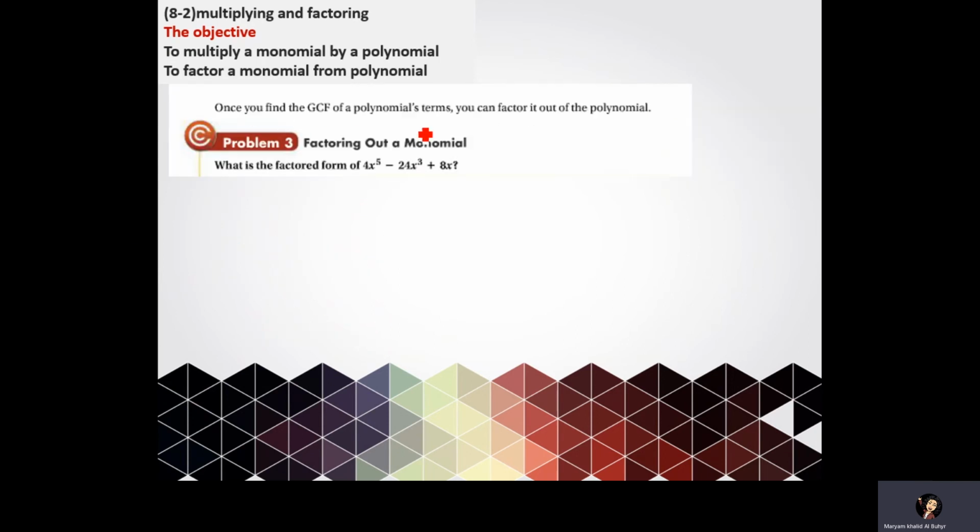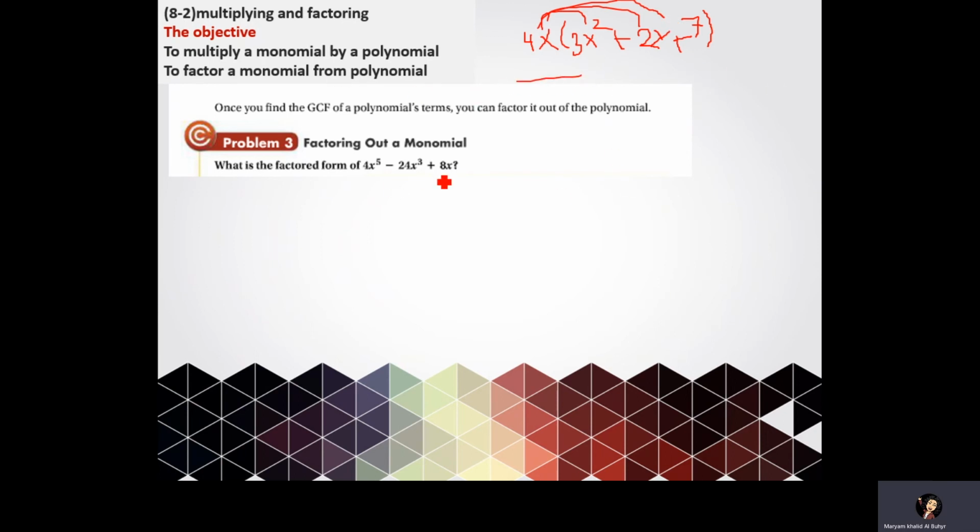Now let's see factoring out a monomial. Once we find the greatest common factor, you can factor it out of the polynomial. In the first part, we had, for example, 4x, and then inside, for example, 3x to the power 2 times, for example, 2x plus 7. Can you see this side once you multiply all these and get the result?